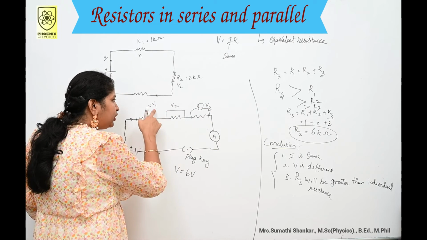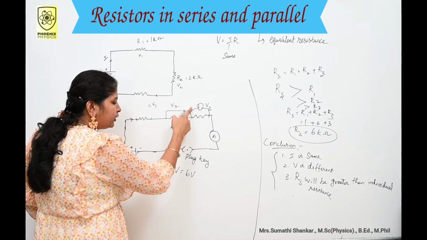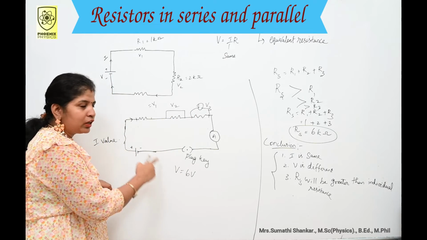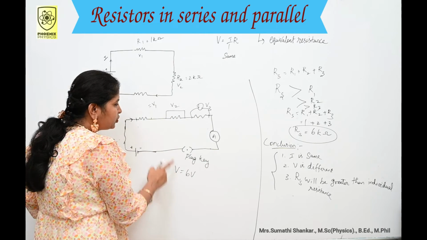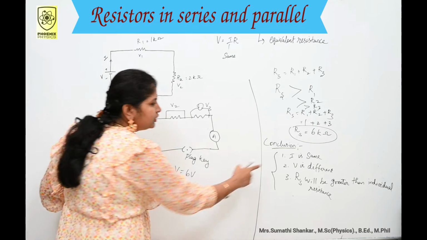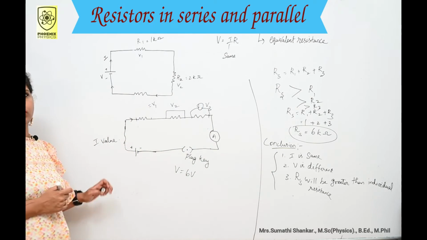Now add V1, V2, V3 values. You can get the total voltage across the 3 resistors. From this experiment we can verify these 3 statements also.